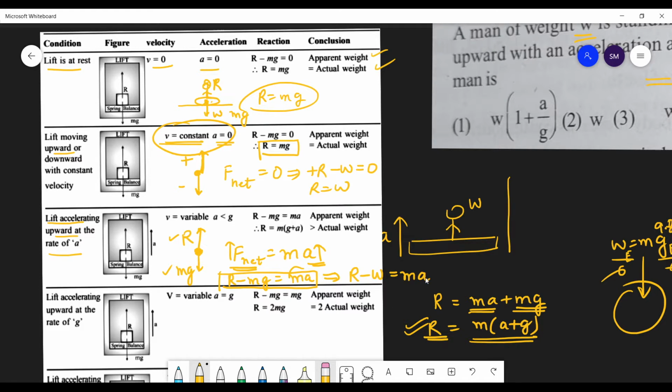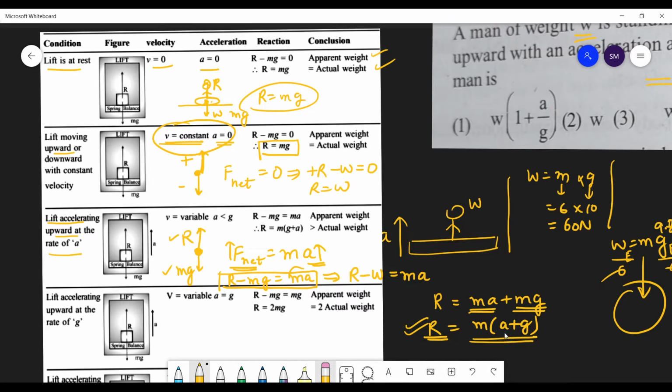Suppose your weight is 60. So mass is 6 kg, and acceleration due to gravity, let us take it approximately 10. So your weight is 60 Newton.